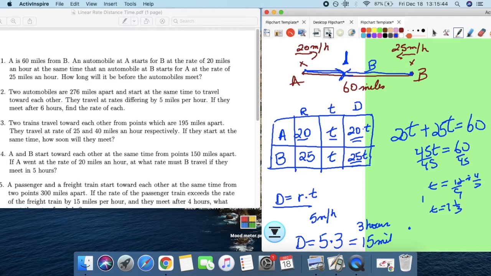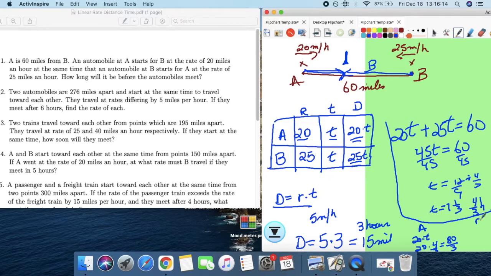Okay, and then I'm going to check this. I'm going to take this one step further. We don't have to do this, but if I wanted to check, let's just see if that makes sense. But instead of 1 1/3, I'm actually going to write 4/3 of an hour. 4/3 hour. Okay, because it's probably easier. Now let's take car A. Car A is 20 times t, or 20 times 4 over 3, and that's going to give us 80 over 3.